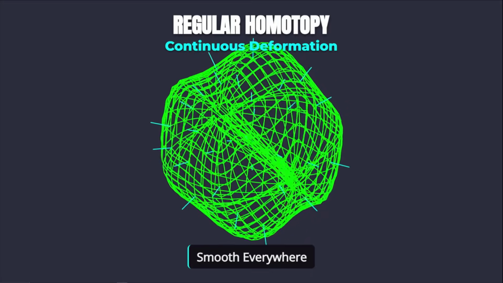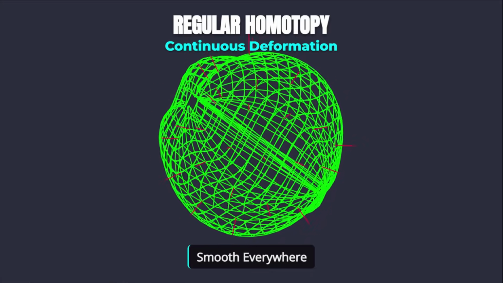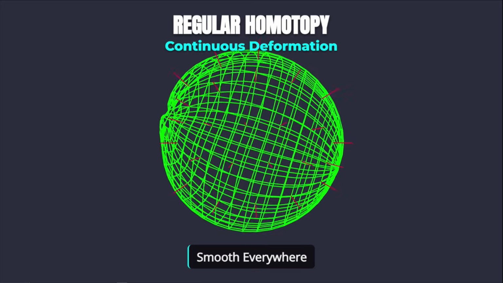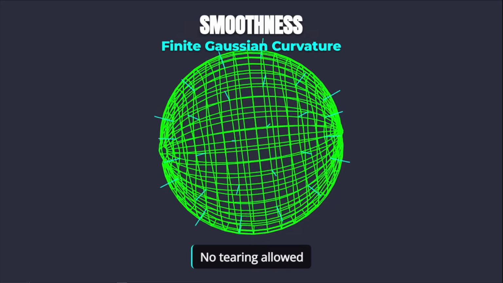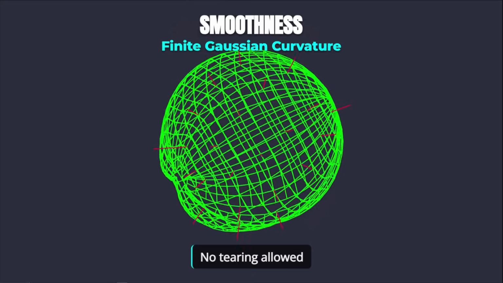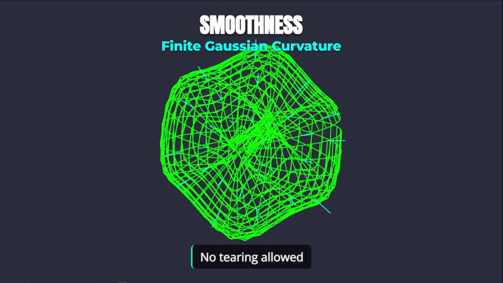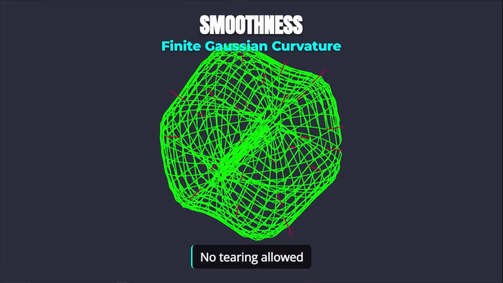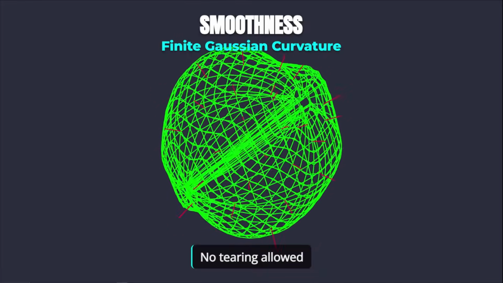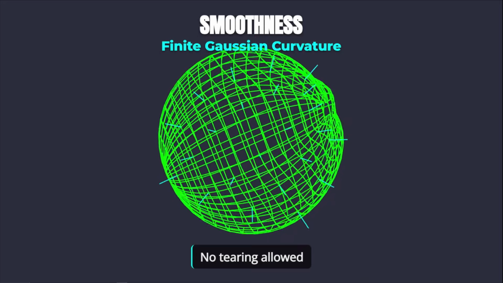Eversion requires a regular homotopy, which is a continuous sequence of immersions connecting the initial sphere to the final, inverted sphere. An immersion ensures that the derivative map is injective everywhere, meaning the surface is locally flat and smooth. Crucially, the surface must never be torn, punctured, or creased. The Gaussian curvature must remain finite everywhere.